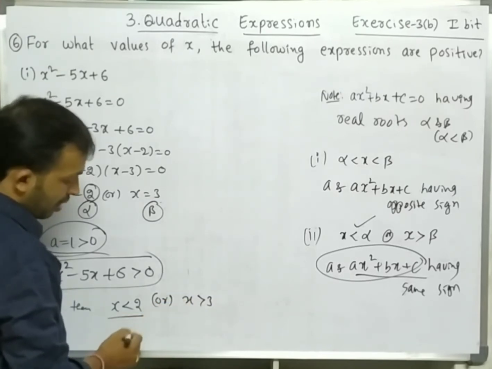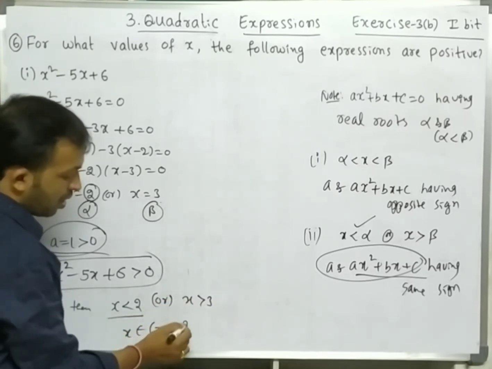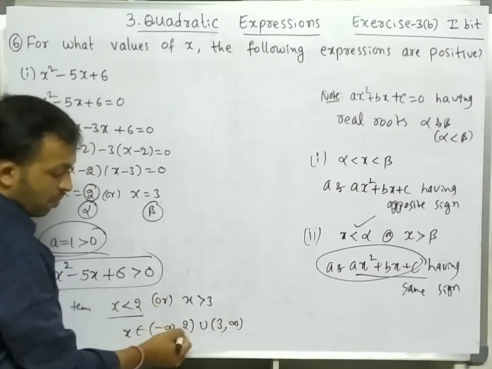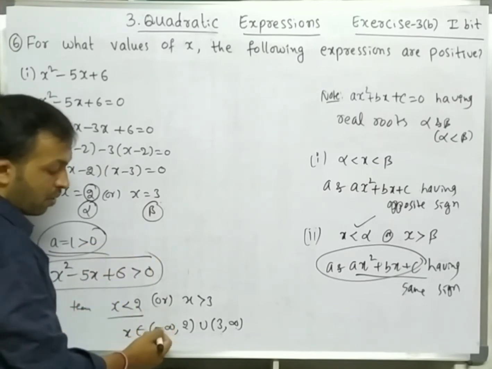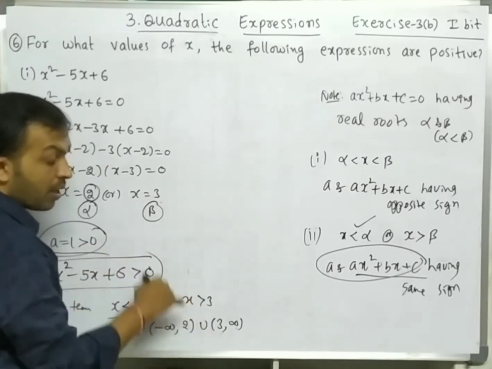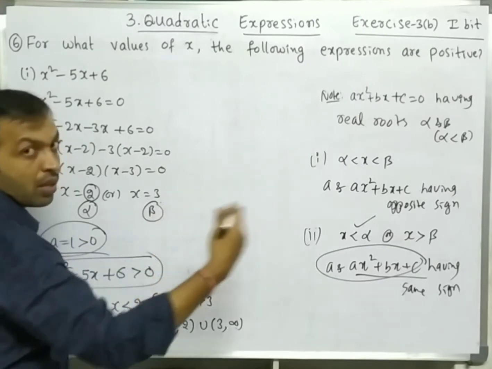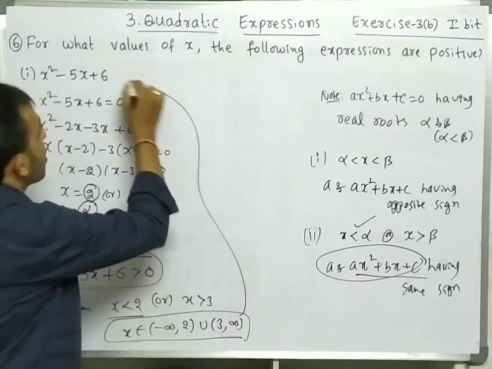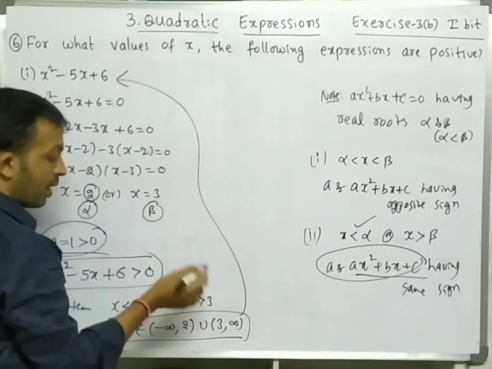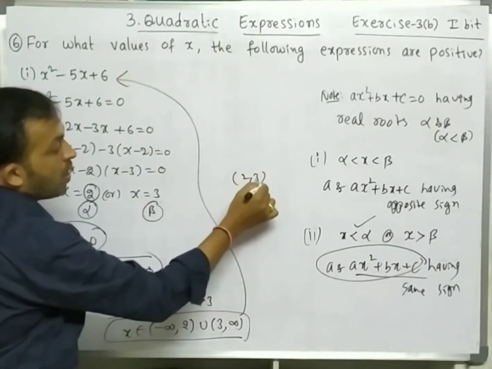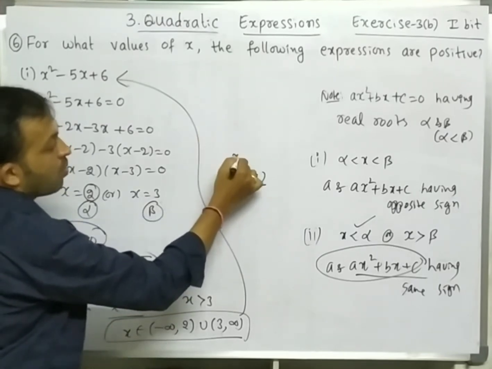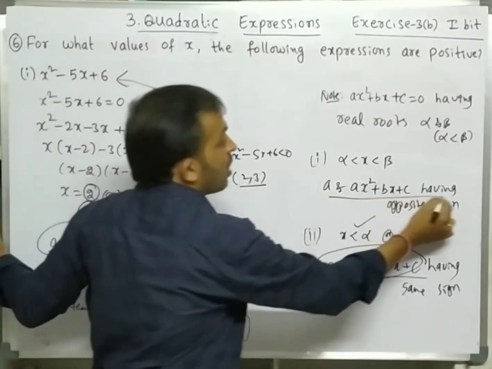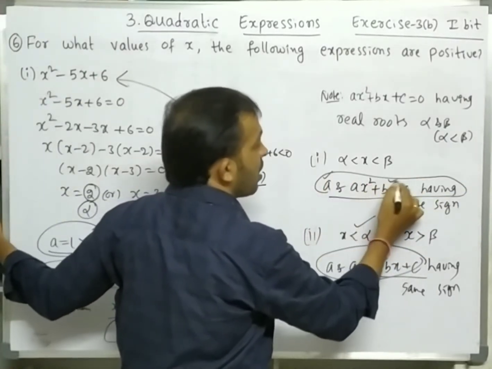So that means x belongs to minus infinity to 2 union 3 to infinity. Less than 2 means minus infinity to 2, union greater than 3, that means 3 to infinity. So for these values this expression is positive, and between 2 and 3 values, the expression is negative. X square minus 5x plus 6 is negative. It is having opposite sign. A positive means it is negative.